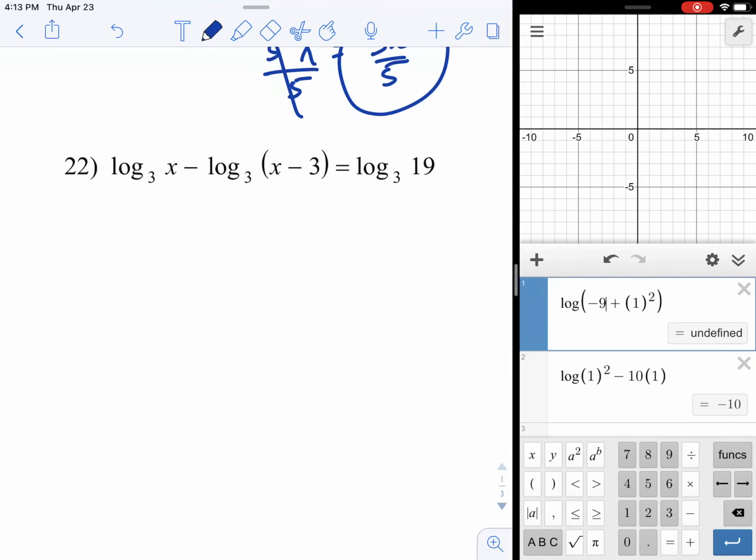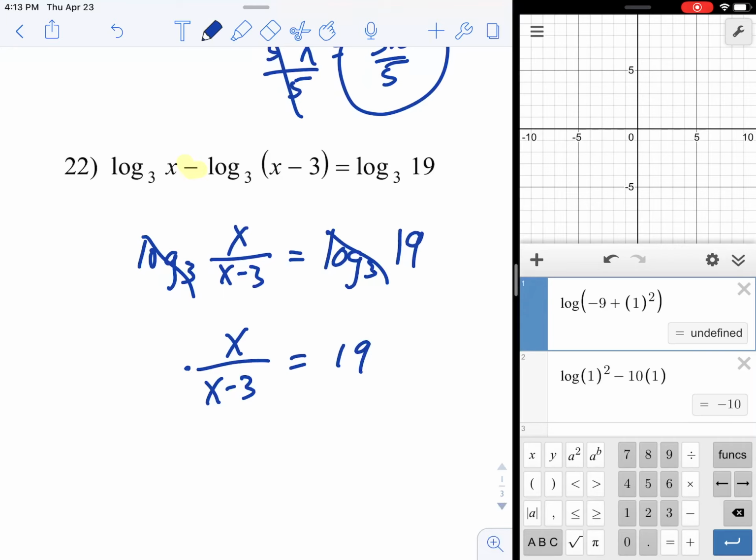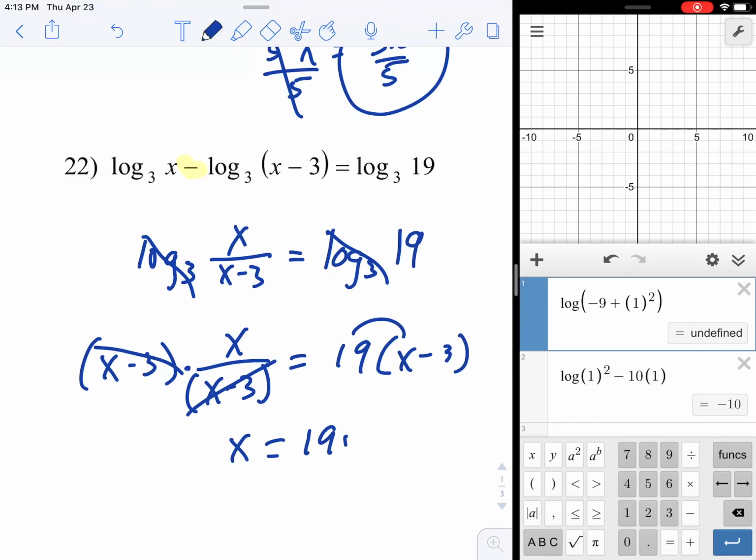Number 22, then the last one for the review. This minus sign tells me I'm going to do a quotient property. So log base 3 of x over x minus 3 equals log base 3 of 19. Logs cancel out. X over x minus 3 equals 19. To solve this, I need that to cancel, so I'm going to multiply by x minus 3 on both sides. I get x equals 19x minus 57.